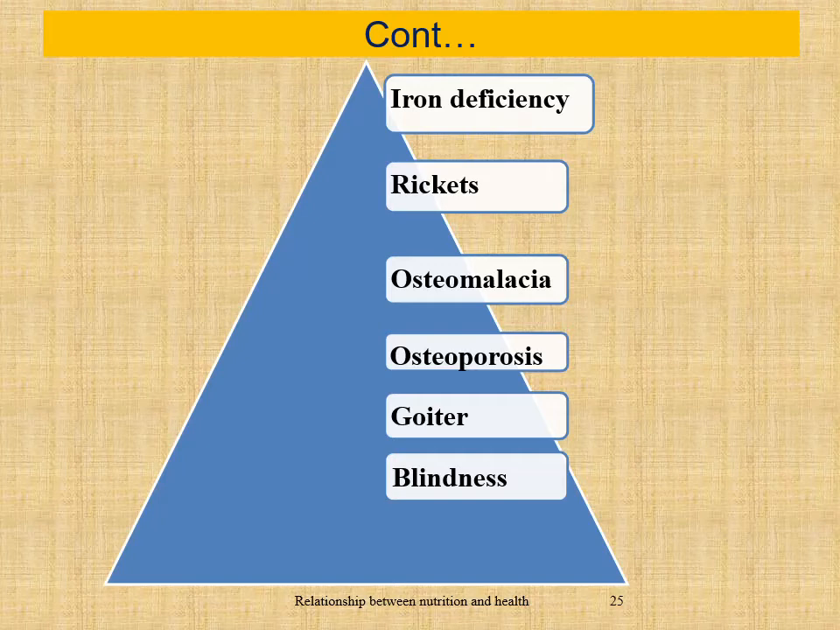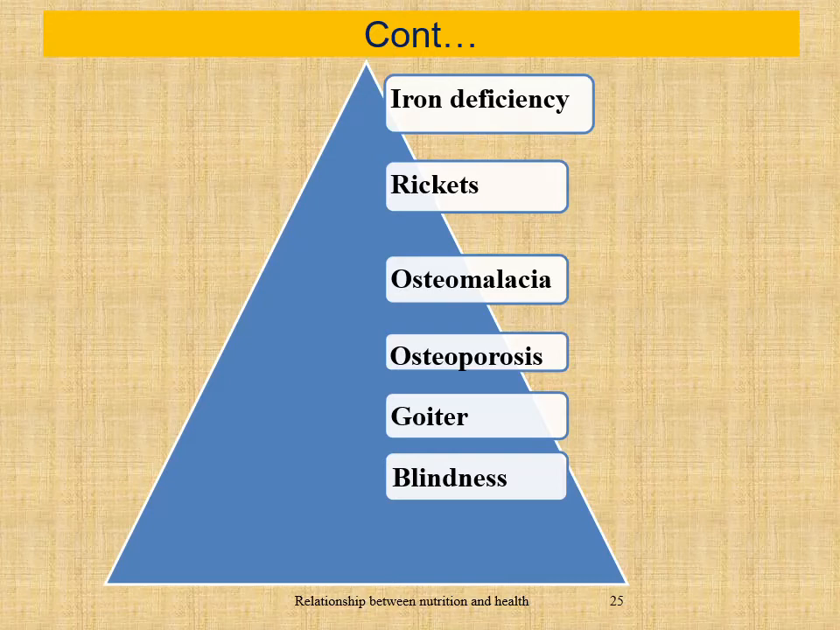Rickets is due to insufficient calcium and vitamin D. Rickets causes poor bone formation in children. Insufficient calcium and vitamin D cause osteomalacia in young adults and osteoporosis in older adults. Osteomalacia is sometimes called adult rickets. Osteomalacia causes the bones to soften and may cause the spine to bend and the legs to become bowed.